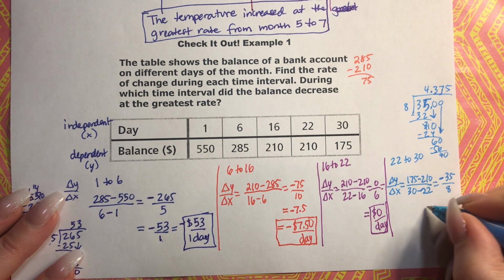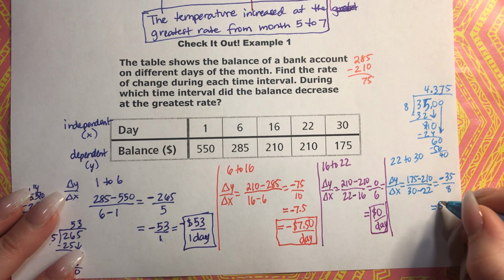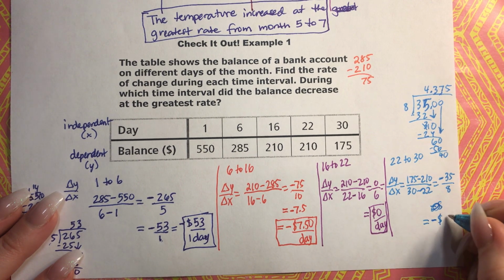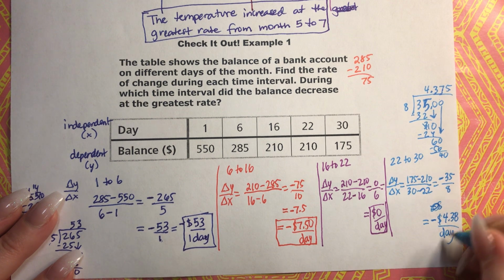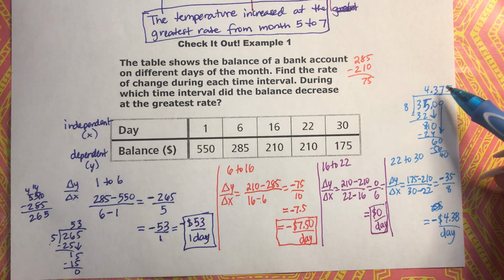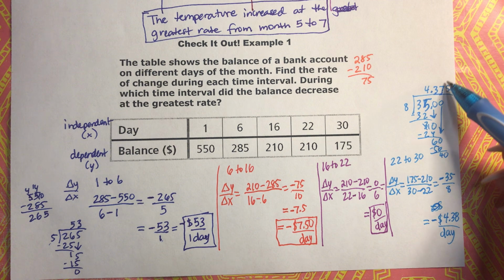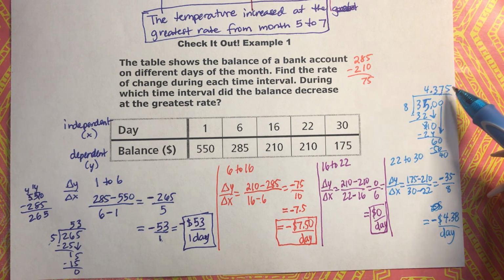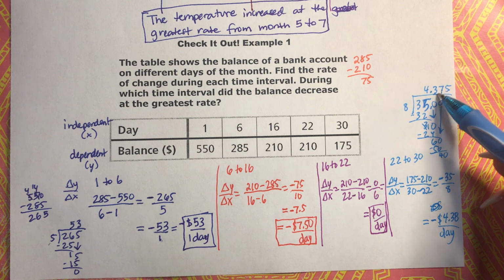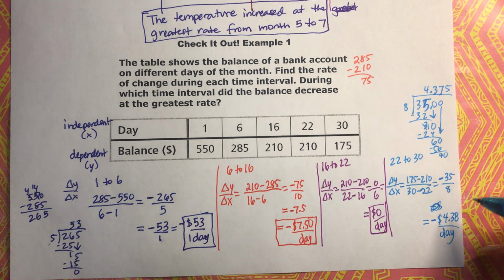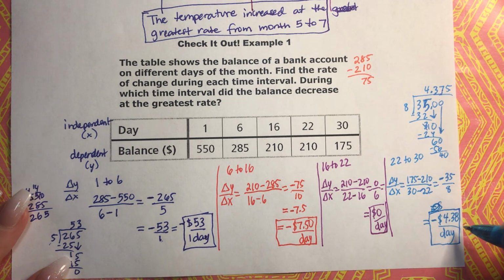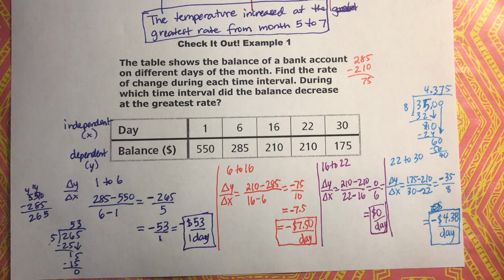So that means that they lost, oh shoot, I need to put a negative. This equals a negative $4.38 per day. Okay, and see how I went to the tenths, hundredths, thousandths, and I had to go to the thousandths because I'm talking about money. Money is written in the tenths and hundredths, but I need to go to the thousandths to know whether that 7 stays the same or it rounds up. So here is our rate of change for this particular time period from 22 to 30.